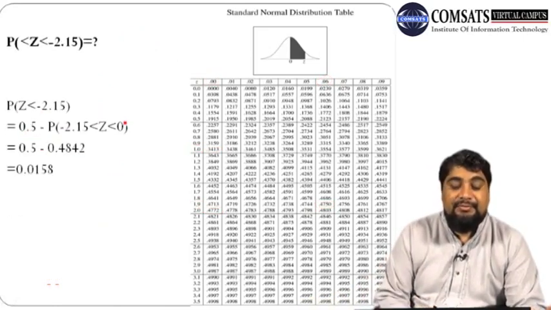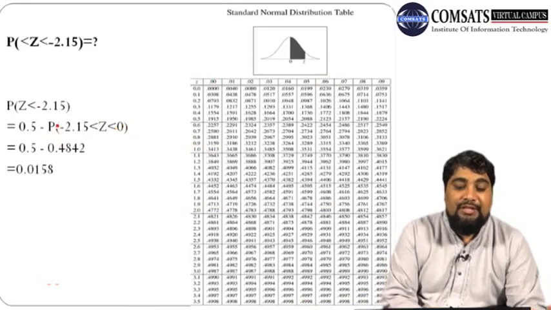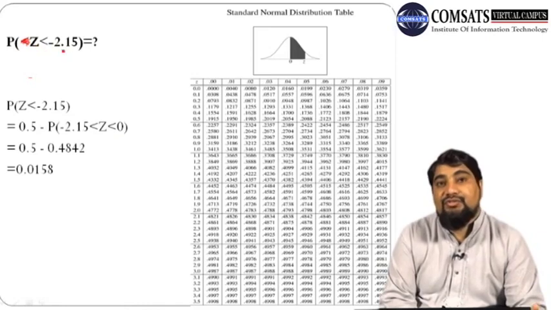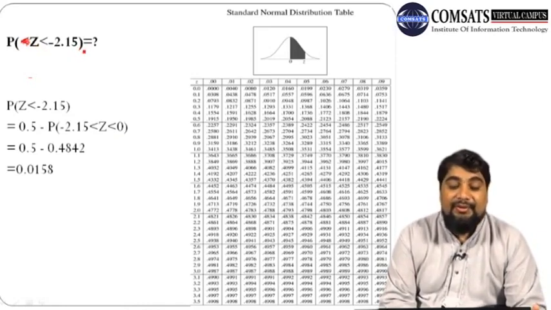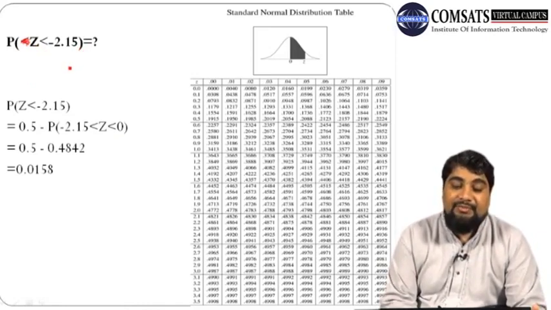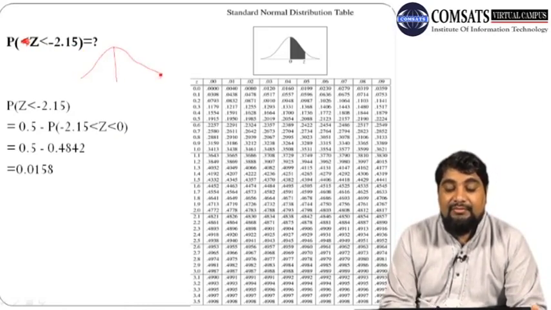So now suppose we are interested in calculating the probability that z is less than -2.15. In order to calculate this probability, just draw the normal curve. Remember that the tails should not touch the axis. Here z is equal to its mean, which is 0, and we have -2.15. We are interested in finding this area.